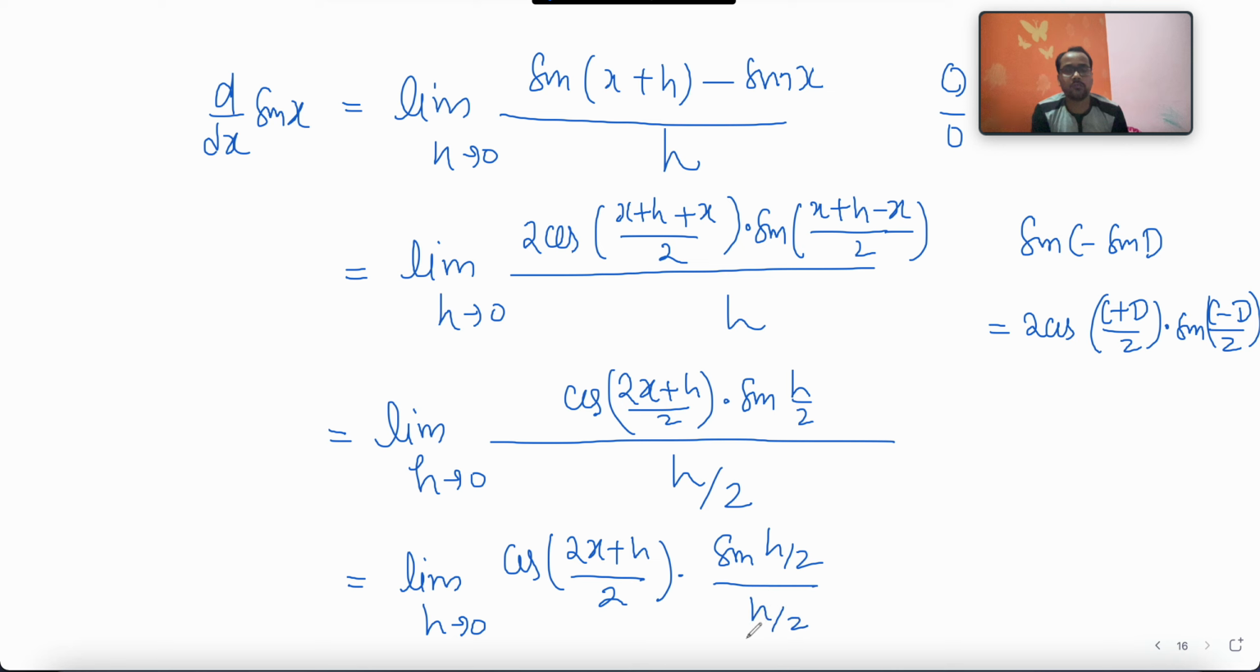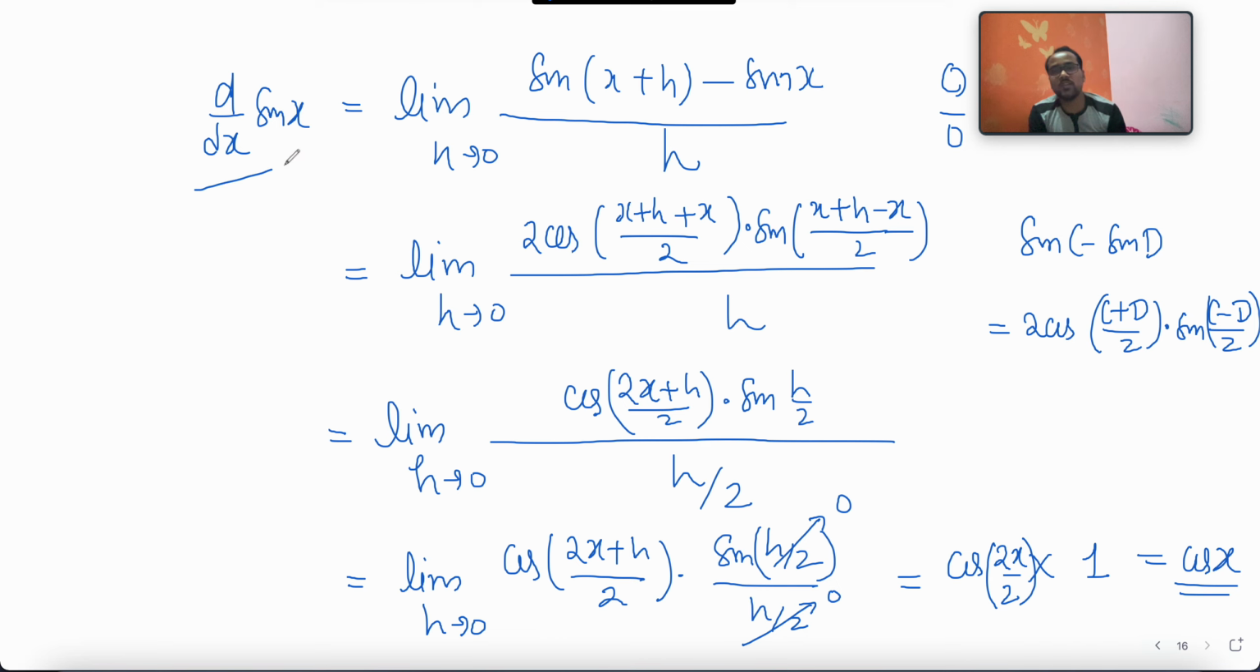So see, the argument of sine is approaching towards 0. As h is tending towards 0, so h by 2 is also becoming 0. Denominator is also tending towards 0. So this is something like sine of 0 by 0 form. The answer for this limit is 1. And cos of (2x plus h) upon 2, you put h equal to 0 here, you will be getting cos of 2x upon 2. That means cos x. So finally, the answer for this limit is coming out to be cos x.